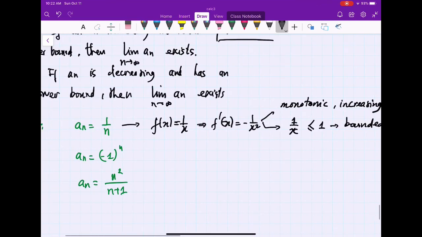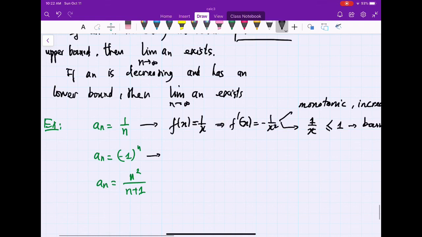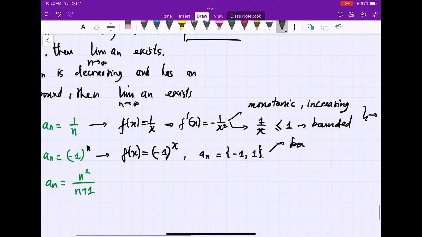All right, the second example: the function f of x is equal to negative 1 to the x, where of course x is bigger than 0. You can see that in the very beginning of this video. You have a_n taking values only in the set of negative 1 and 1. Of course, this is bounded, but not monotonic.